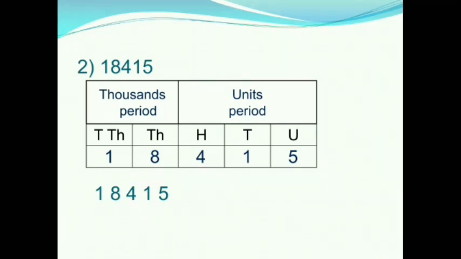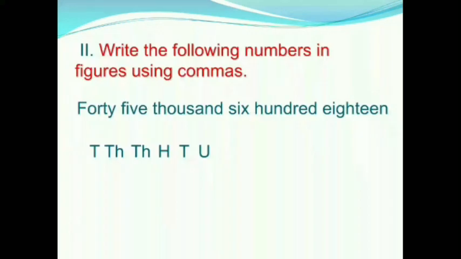Now we will put comma. Comma we will put after each period. This means that the first comma is put after the hundreds digit. In the hundreds place we have 4. So we will put comma after 4. Now we will write it in words: 18,415. Now we will go to the second main. Write the following numbers in figures using commas.